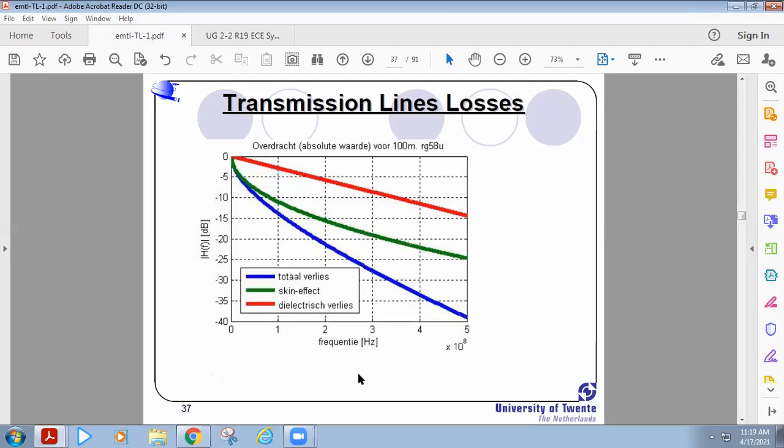See here, transmission line losses with respect to frequency. Signal strength decreases with an increase in frequency. Whenever the frequency increases, signal amplitude decreases. This is the effect of frequency on transmission lines.